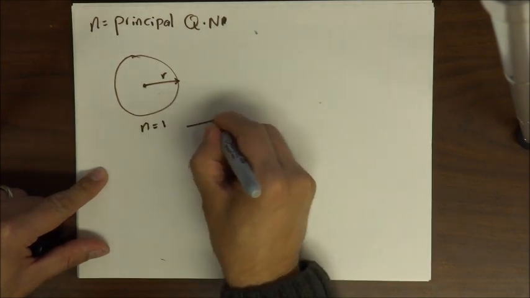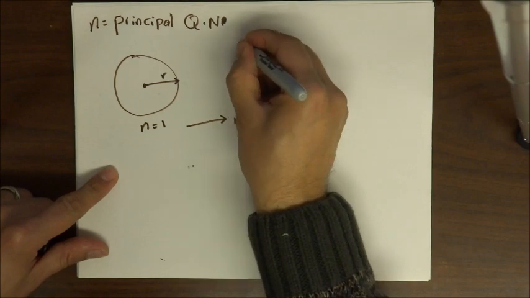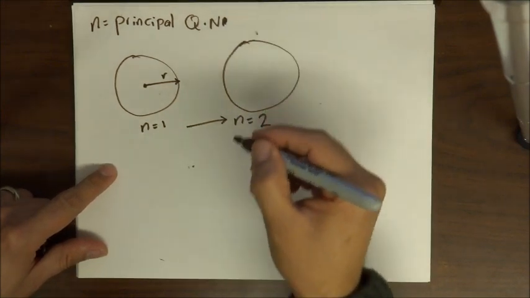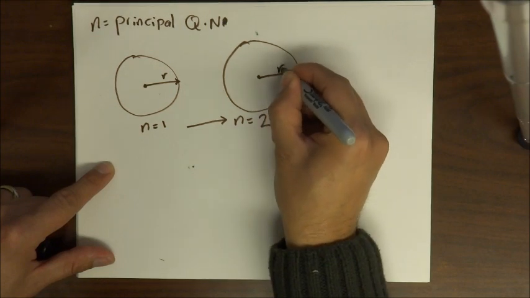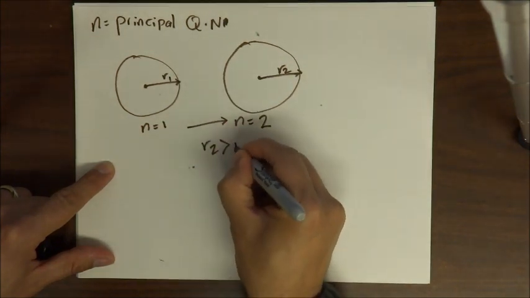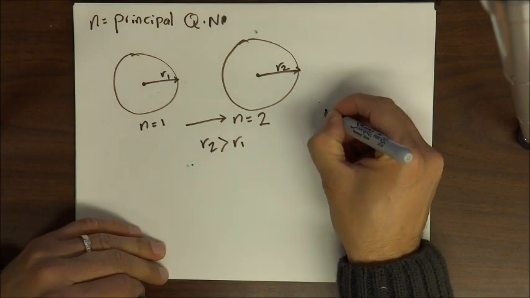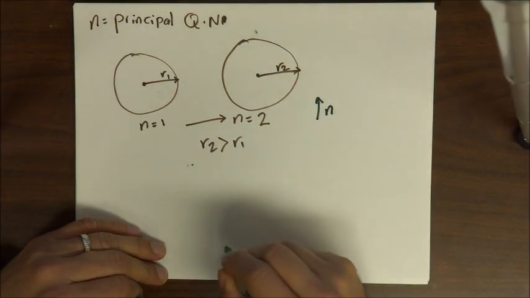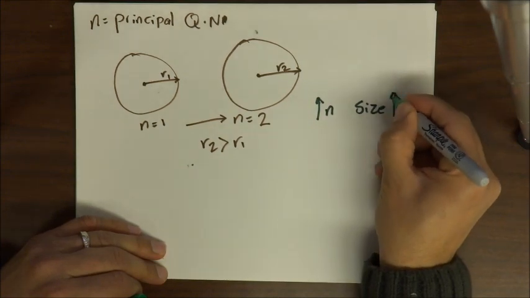If you increase n to n equal 2, the size of the orbital will be bigger. So R2 will be bigger than R1. So as we increase n, and as n is going up, size also is going up.